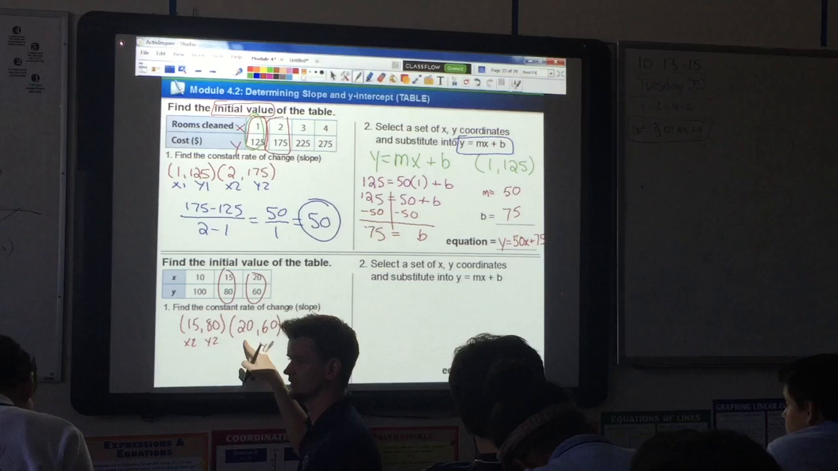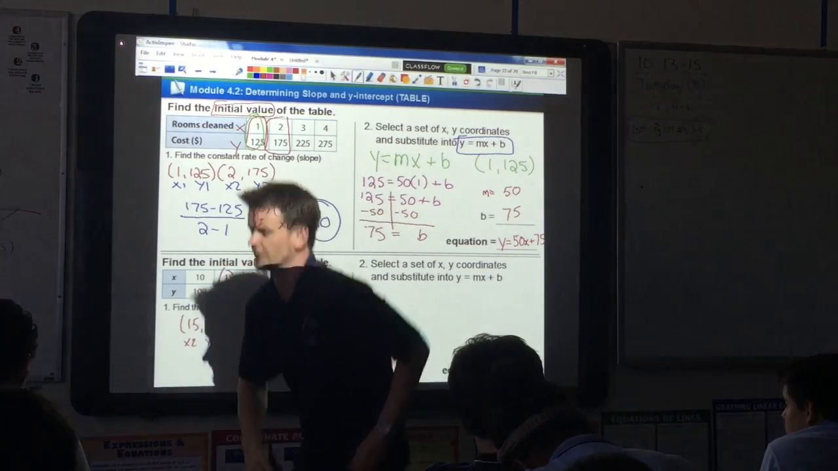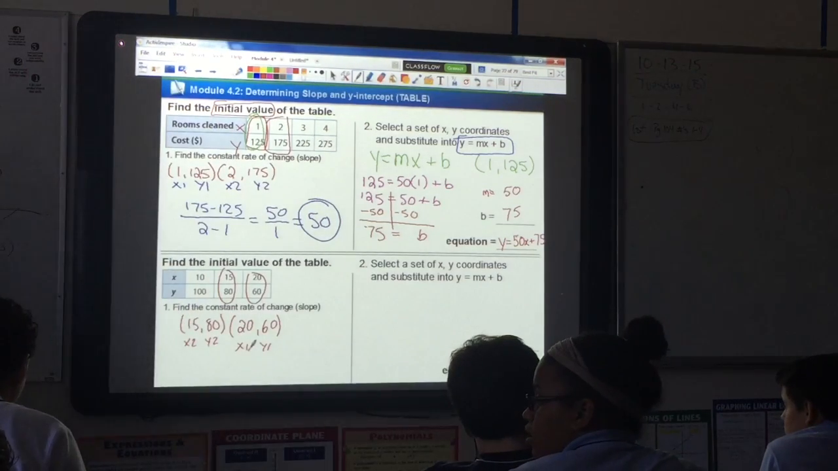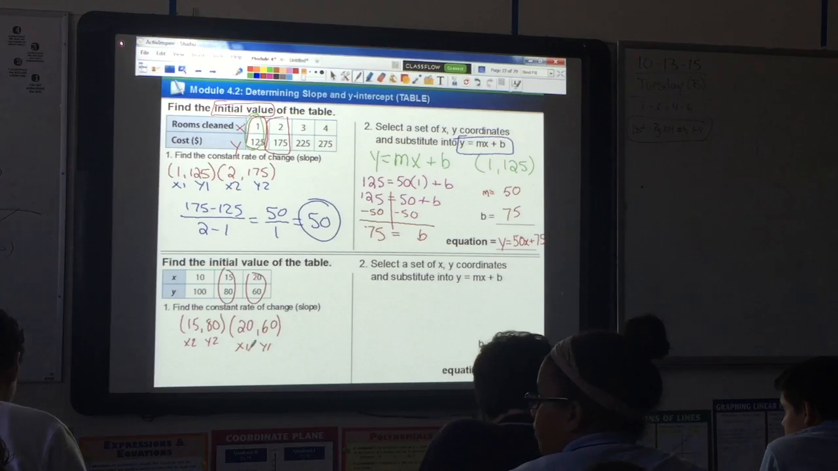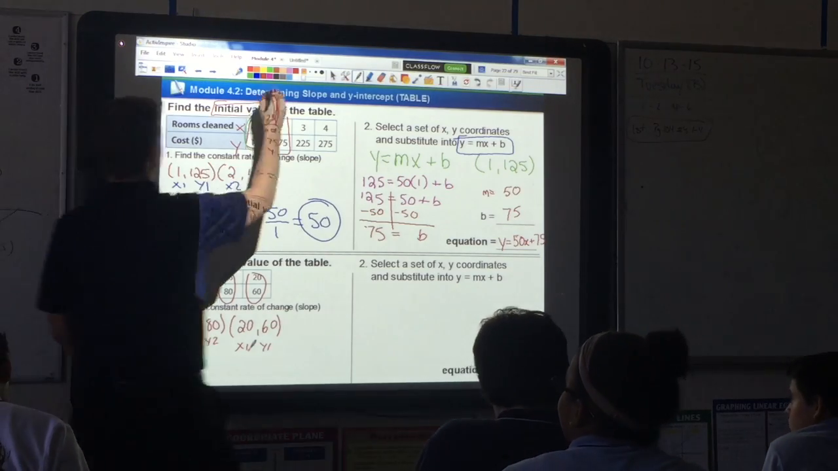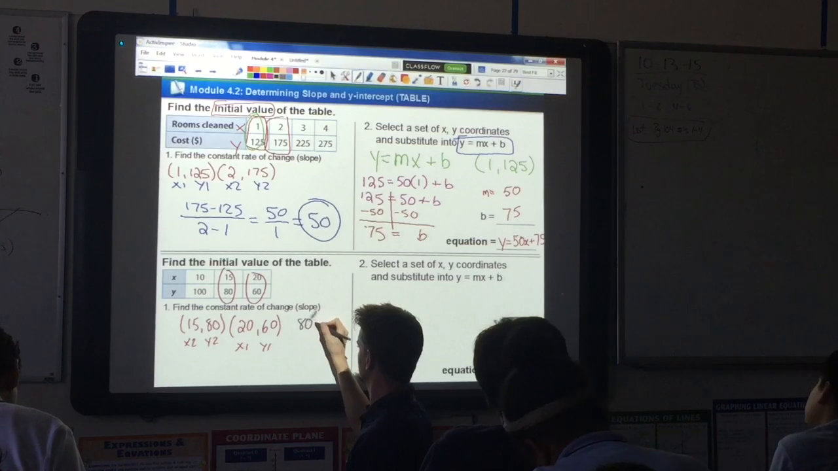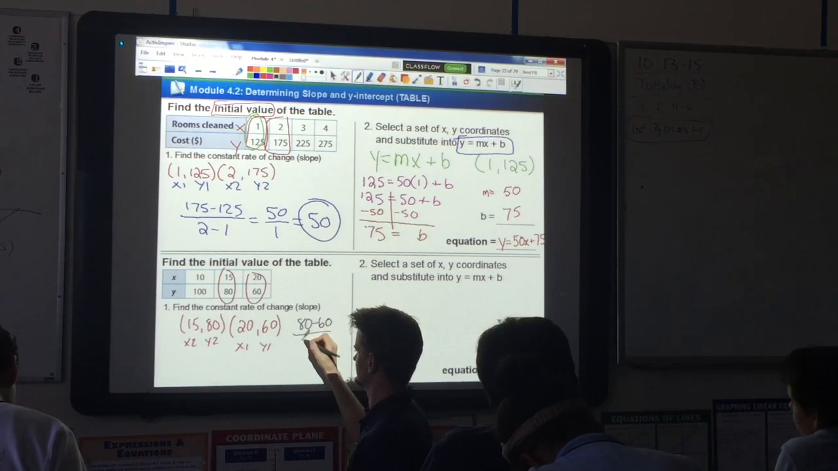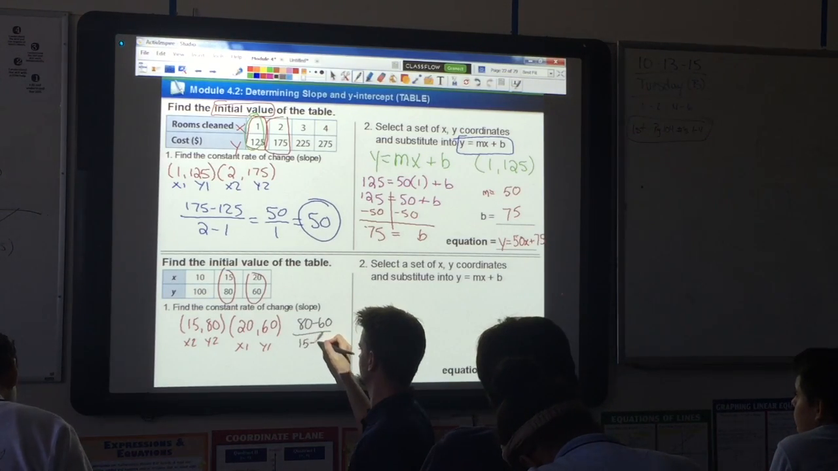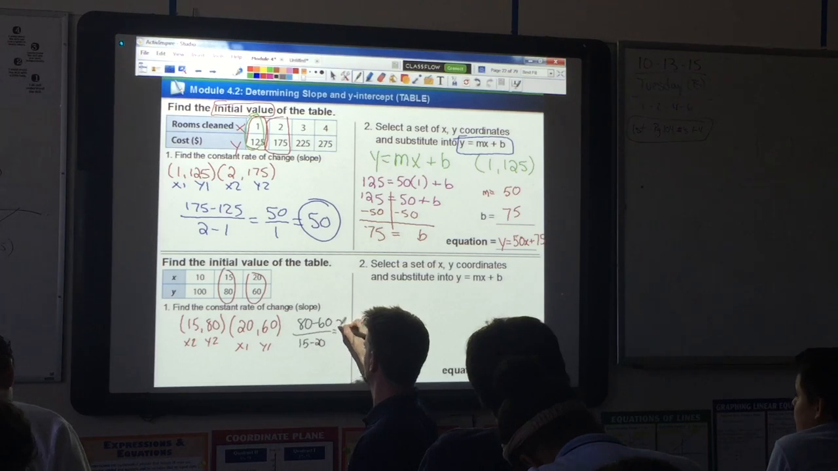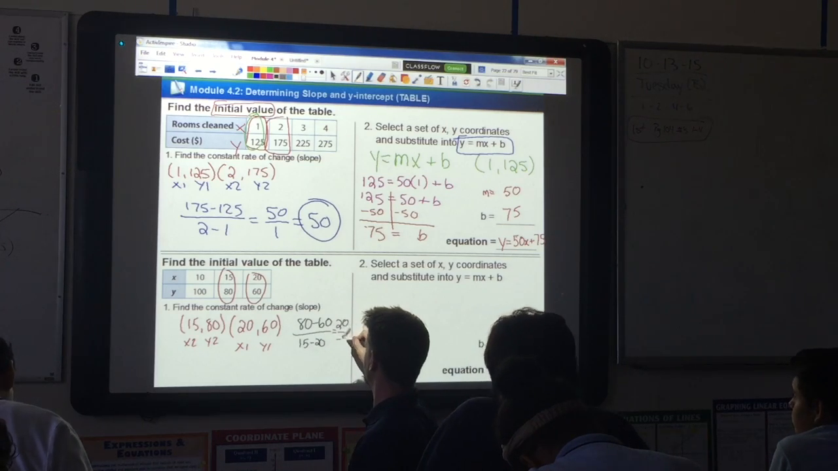y1, and this has to be x1. Good. We're going to now substitute that into our formula to find the slope. What am I going to write when I substitute this into my formula? You're going to write 80 minus 60 over 15 minus 20. Okay. And when I do the math here, I will get 20 over negative 5.